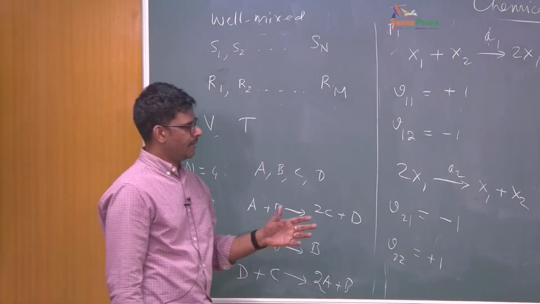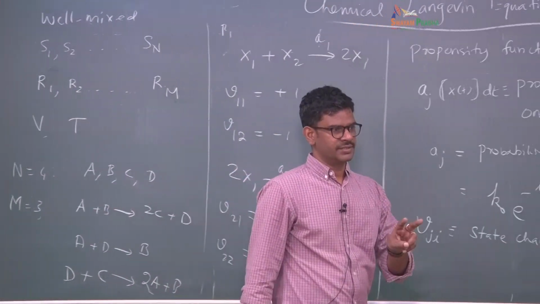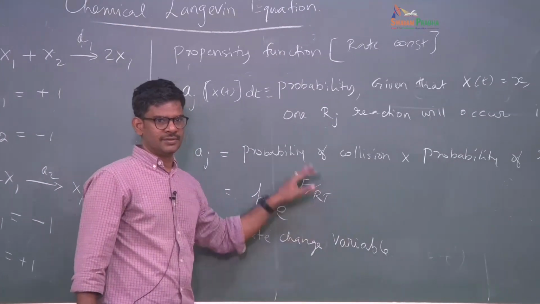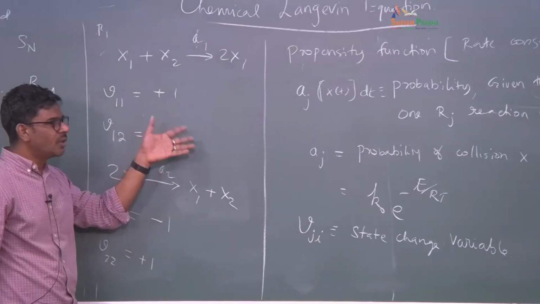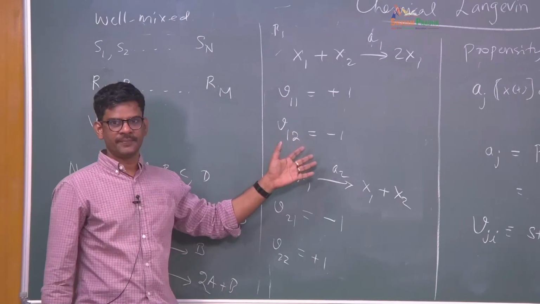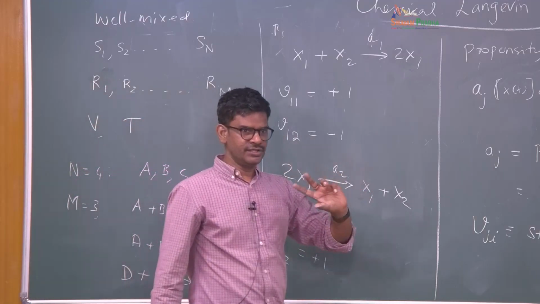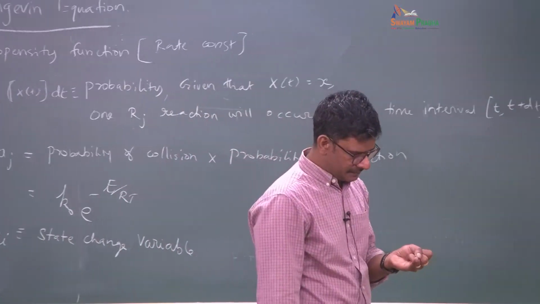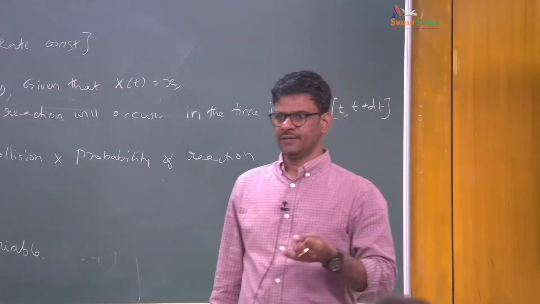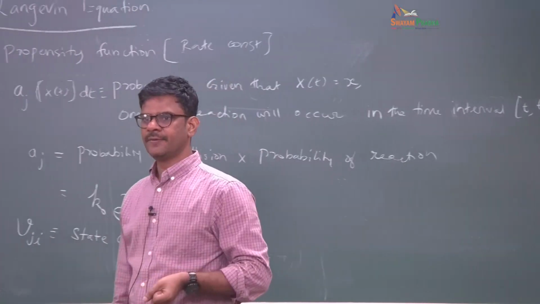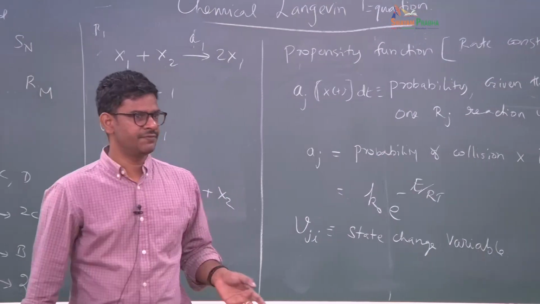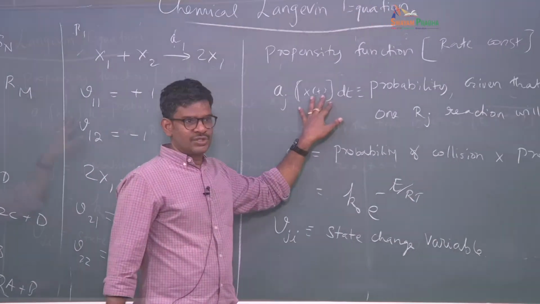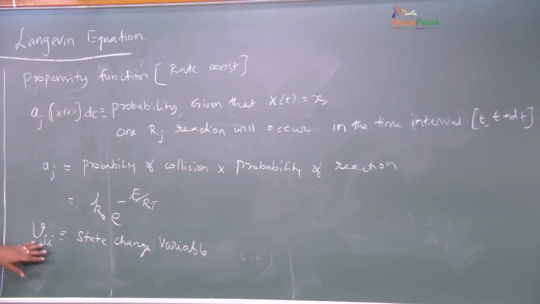So therefore, by specifying two quantities, one the rate or the propensity function, and another how each of the reactions changes the number of molecules, and by combining these two pieces of information, we are fully specifying the reaction conditions. We have n molecule species and m reactions. For each reaction, I am able to specify the propensity function and also the state change variable. This basically completes the problem definition.